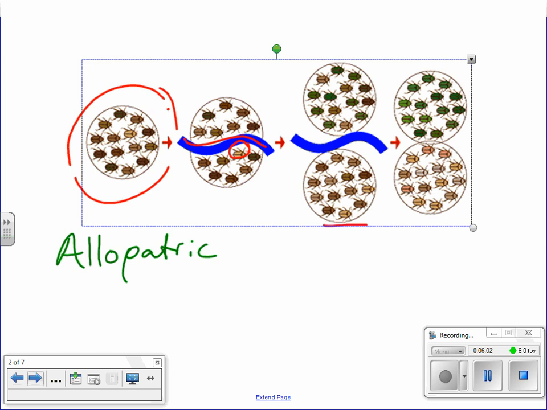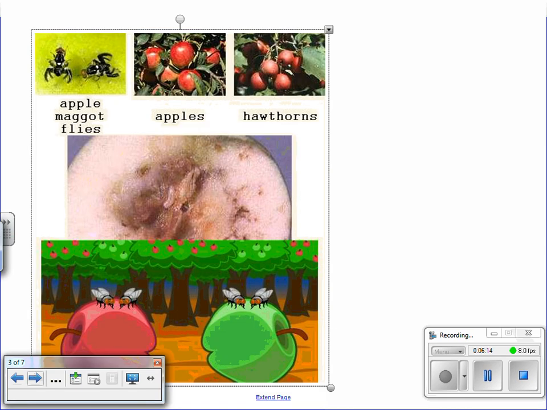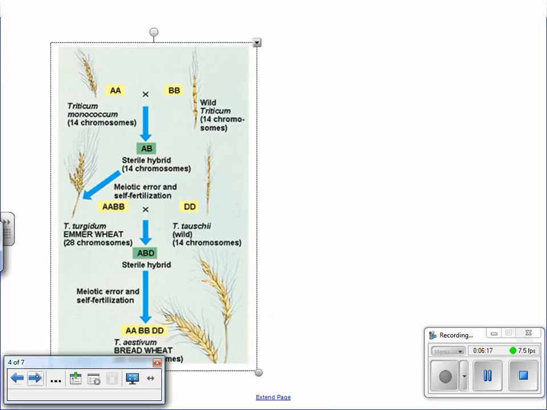So allopatric speciation has to deal with different place. So if allopatric is different place, sympatric, and actually we'll come back to this picture, sympatric deals with the same place.